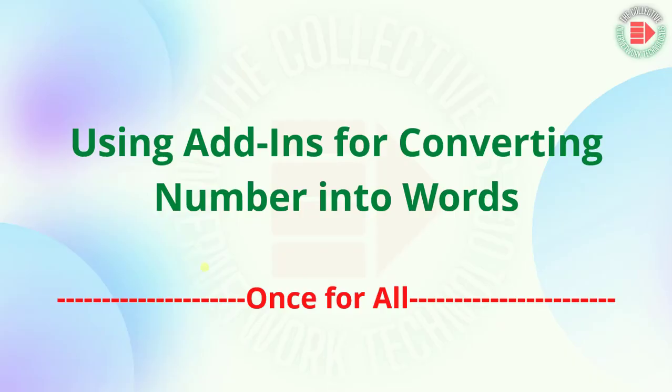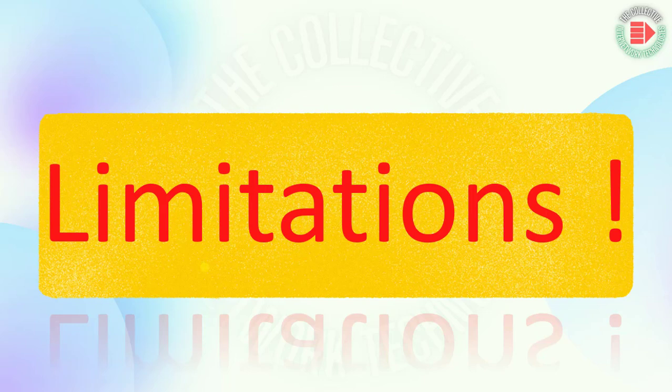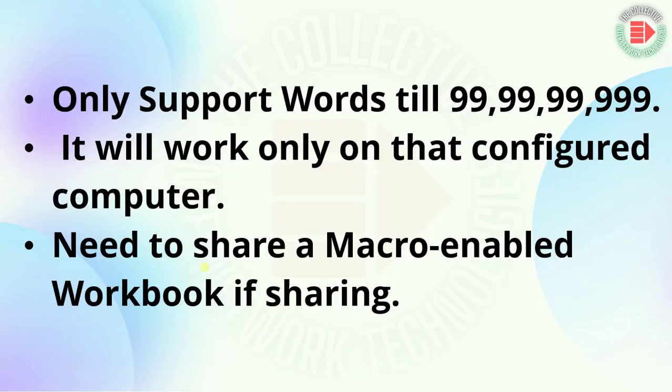Just wait, we are not done here. I have something else to say. Everything has its advantages and disadvantages, so here are the limitations. The limitations of these methods are: first, you can only convert numeric values up to 99 crore 99 lakh 99,999. Above this number you can't convert. The second problem is if you share your workbook with another person, and they don't have these add-ins installed or have not enabled the macro in their workbook, then when they try to open the workbook, it might show an error, a #NAME error. So these are some limitations of these methods.